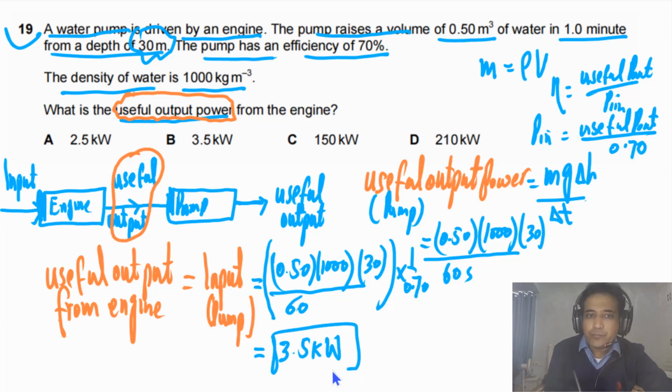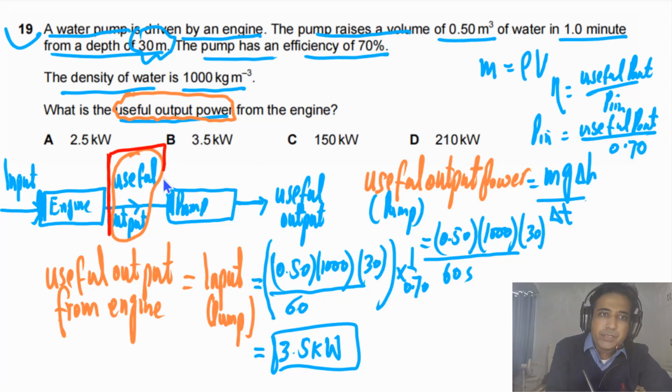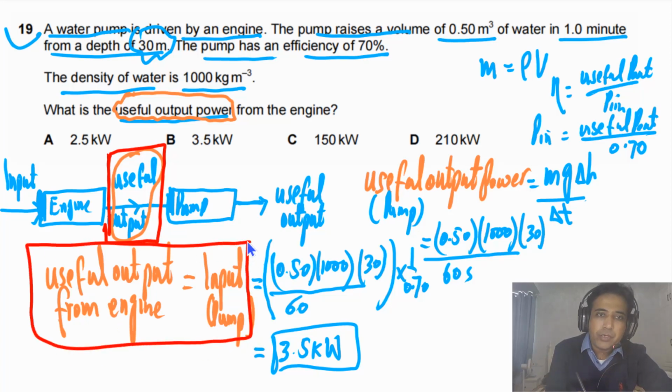So this is how you can figure it out. This question is pretty straightforward. The only tricky part is this one. You need to understand that the useful output from the engine is equal to the input of the pump. So this is the important point. Then this is just a simple basic calculation. I hope this point is clear to you. So the answer for this question has to be B.